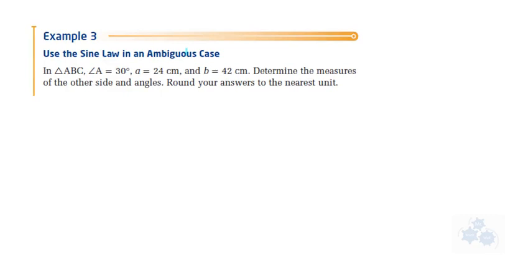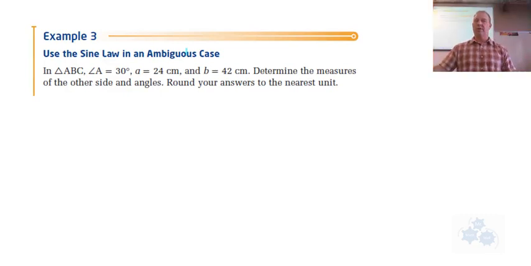Okay, so we're going to do this one example before this lesson is done. So let's do this one together. It says this: in triangle ABC, angle A is 30, side A is 24, and side B is 42. Determine the measures of the other side and angles. Round your answers to the nearest unit.